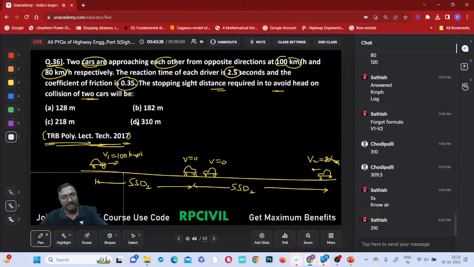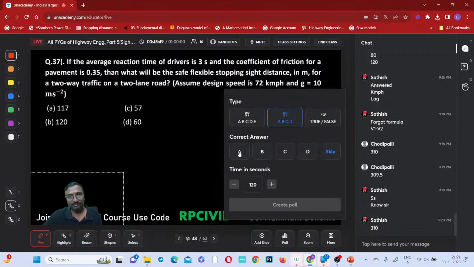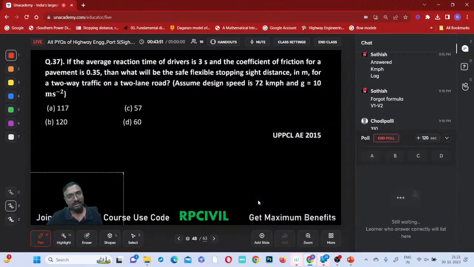So which option is correct? Option D will be the correct answer. So shall I move on to the next question, the 37th question? Select the answer. 37th question, 120 seconds time I am giving. This is a UPPCL AE 2015 question.